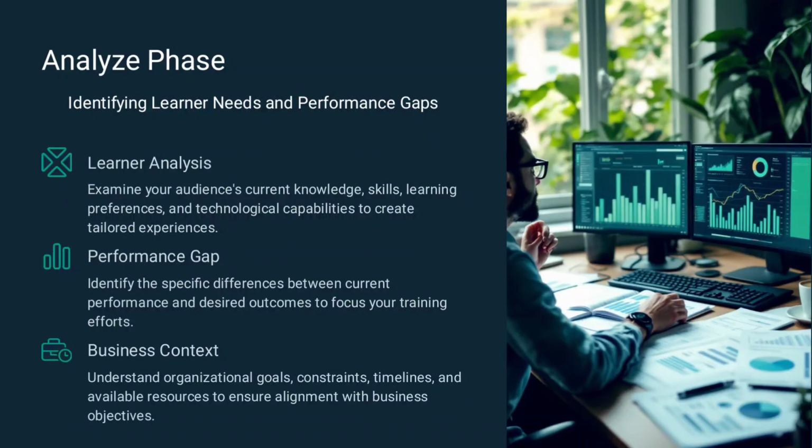The next thing is performance gap. Here, identify the specific differences between current performance and desired outcome to focus your training efforts. The last one is business context. Understand organizational goals, constraints, timelines, and available resources to ensure alignment with business or organizational objectives.